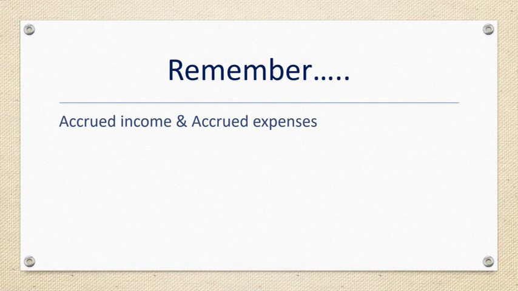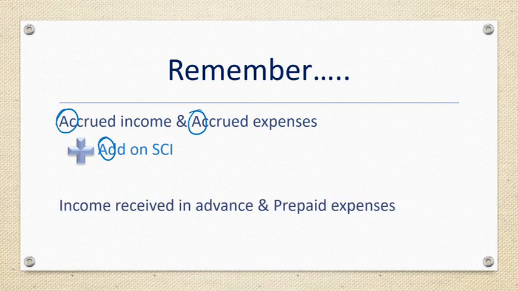What you have to remember, adjustments that we often come upon is the accrued income, accrued expenses. Now, accrued, you have to add. For you, it is easy because accrued expenses, accrued income, we have to add. So whenever you're not sure, just check the A.